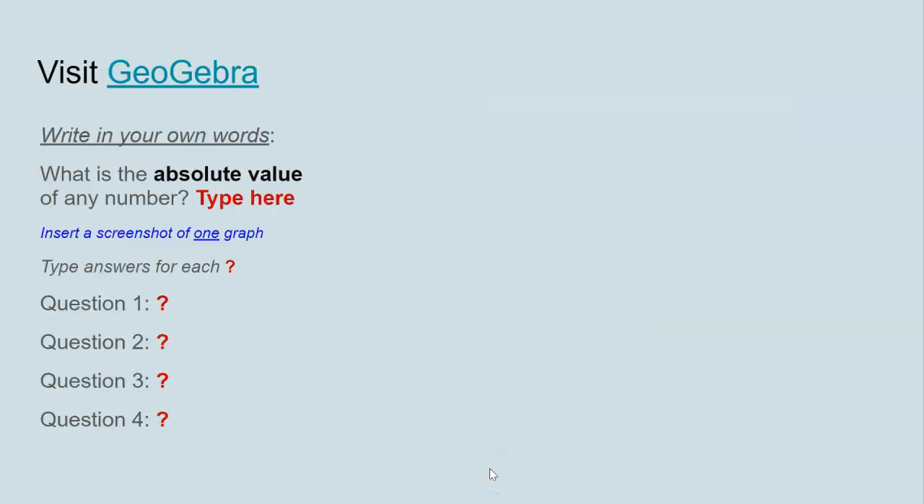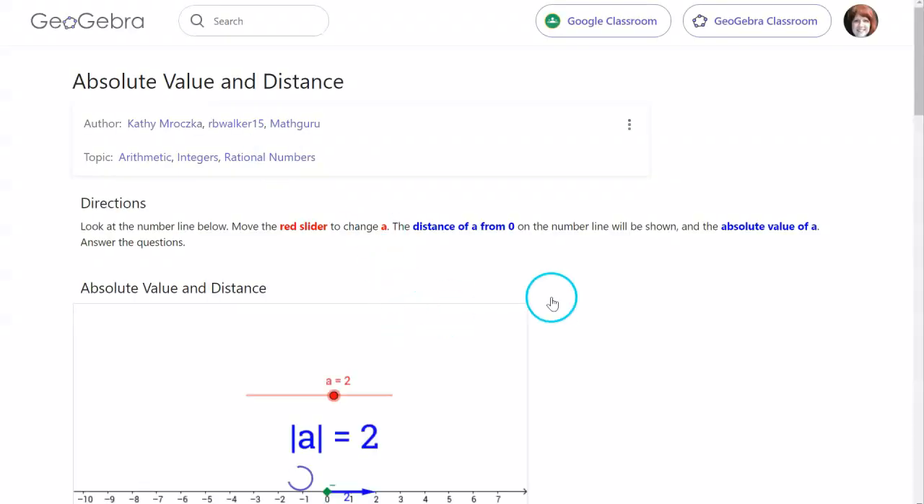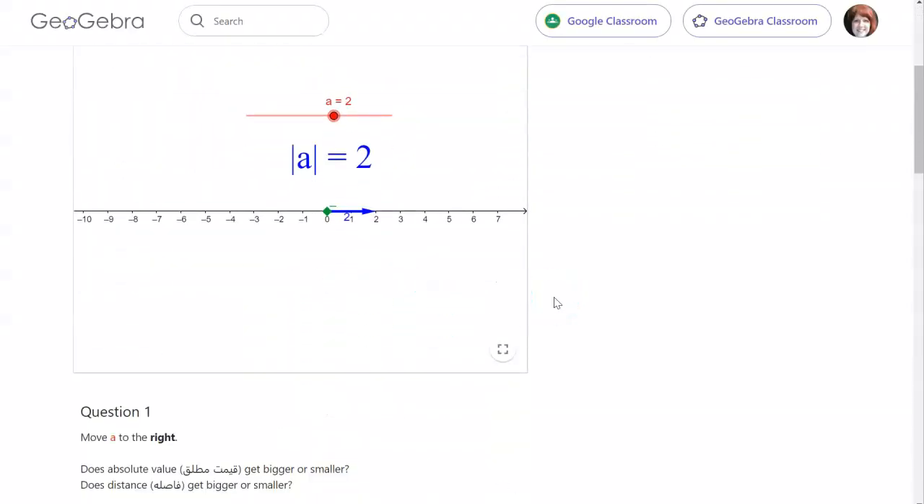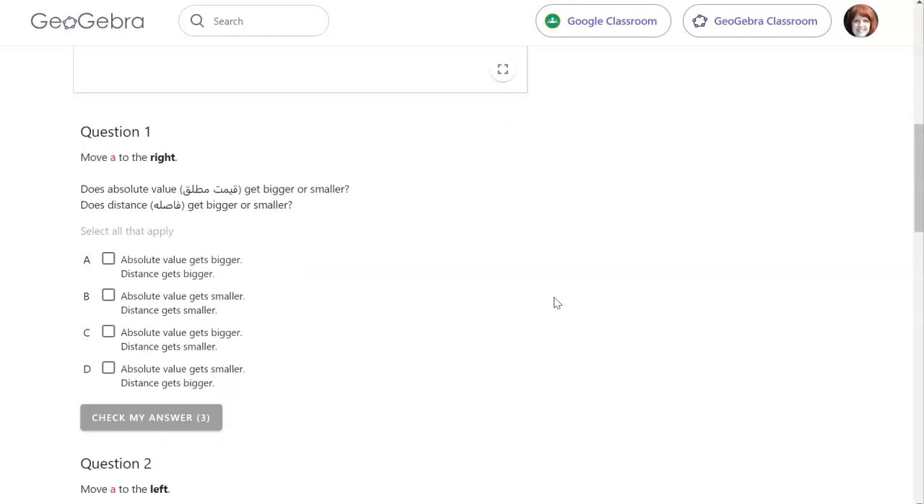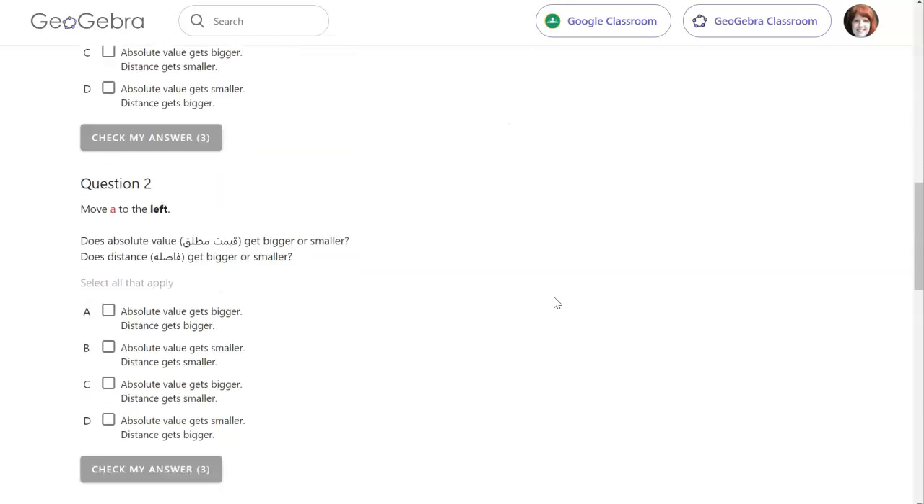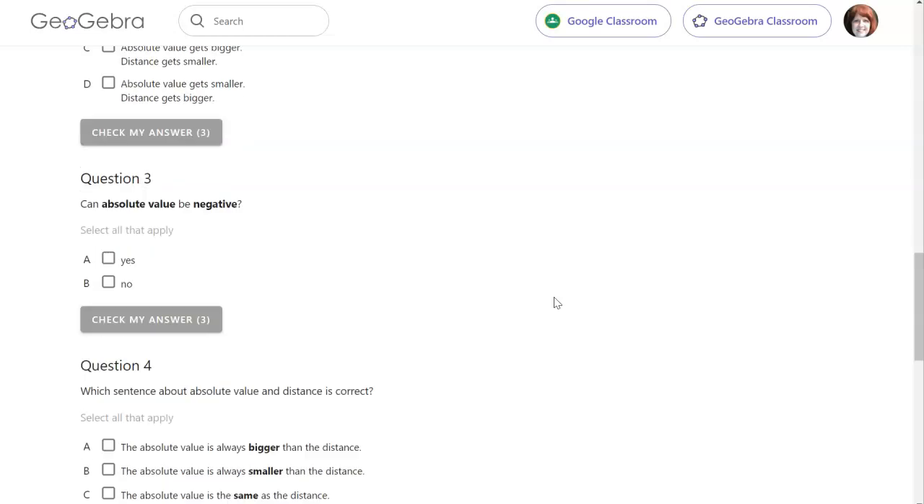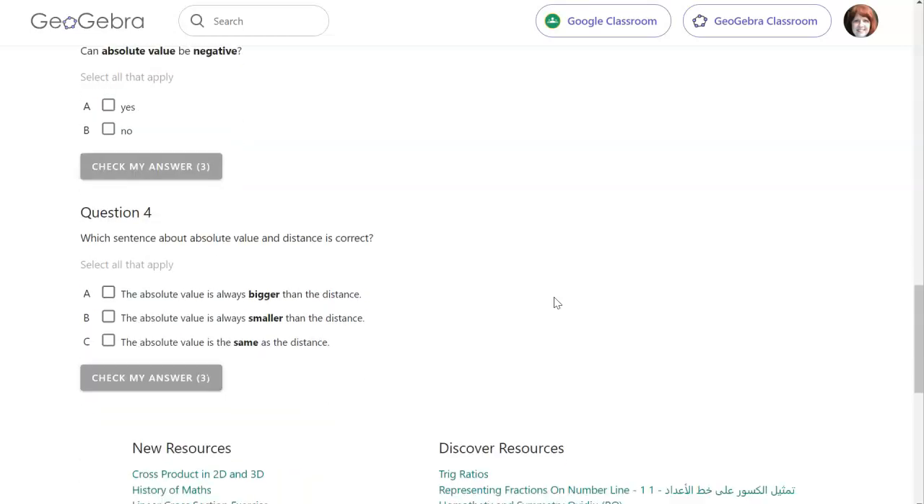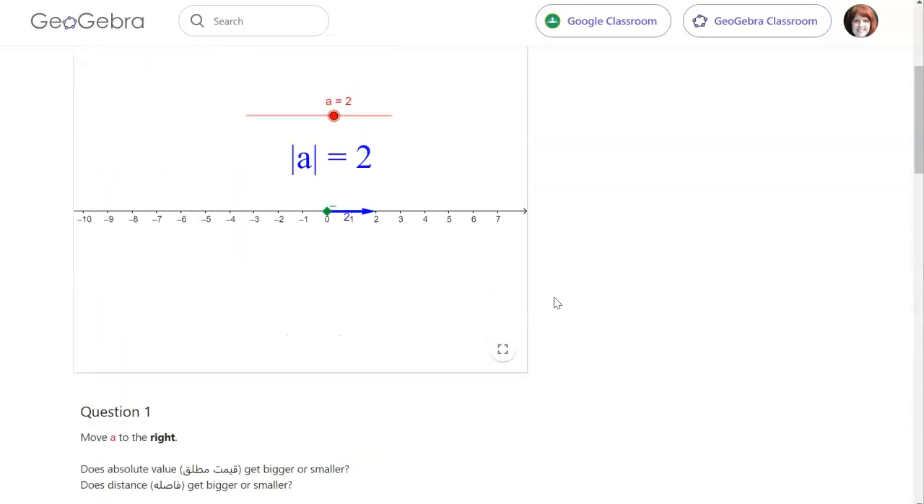Then they're going to go to GeoGebra and look at a number line, and they're going to write in their own words what is absolute value of any number, and they're going to type, and they're going to insert a screenshot of one graph. Now this particular activity does have below it some questions, so they'll go ahead and do these questions, and then they will check their answer. They get up to 3 checks, so they should all get them correct.